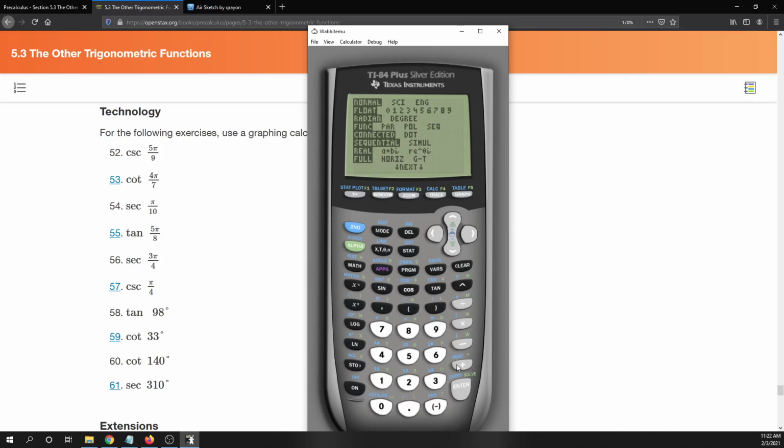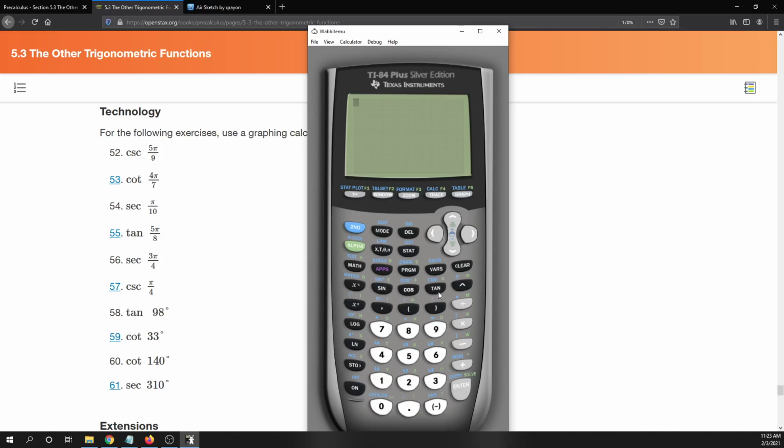So now I want to enter cosecant of 5 pi over 9. If you search around and look for the keys, you're going to see there is no cosecant key at all. On most calculators, you will not find one. So you can see I have sine, cosine, and tangent right here. Those are the 3 that I have on this calculator, and on most scientific and graphing calculators, that's the case.